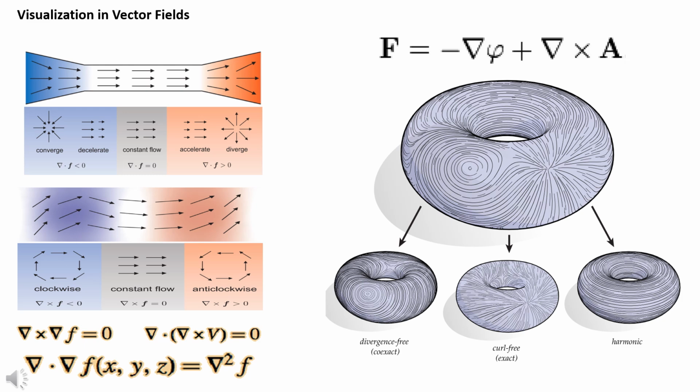These operations are interconnected through key mathematical relationships. The curl of the gradient of any scalar field is always zero, meaning that there is no rotational component in the direction of the steepest ascent or descent. Similarly, the divergence of the curl of any vector field is zero, indicating that a purely rotational field has no net source or sink.